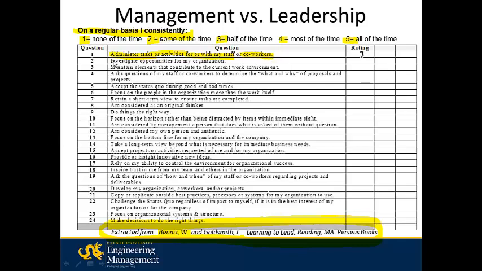The same would apply for the second question. On a regular basis, consistently, do I investigate opportunities for my organization? This is above and beyond my job. If the answer is I do this all the time, then I would put a 5 in there. And so forth and so on.